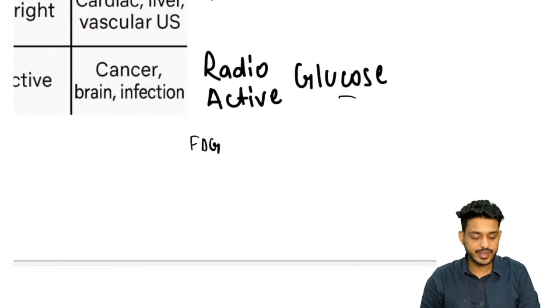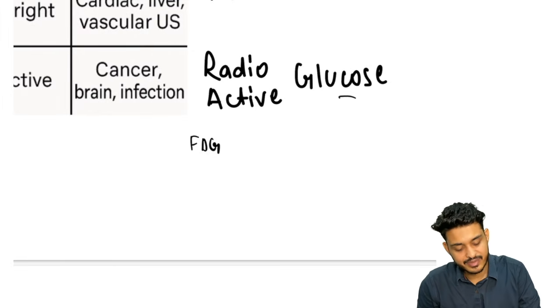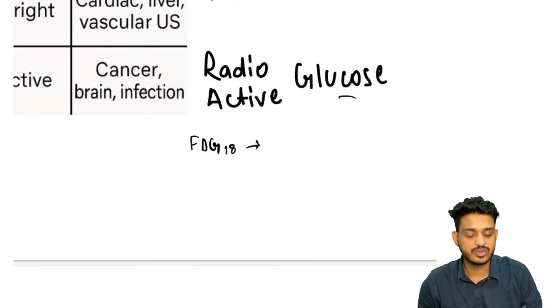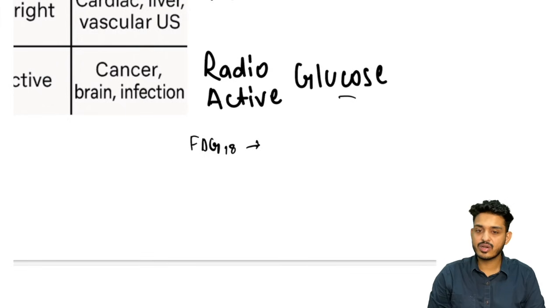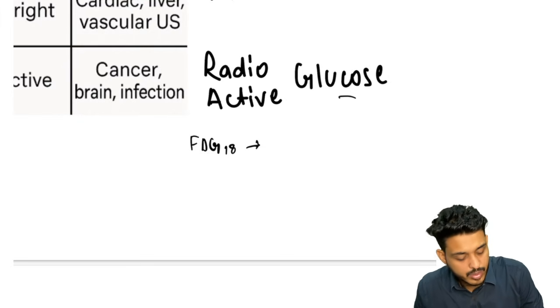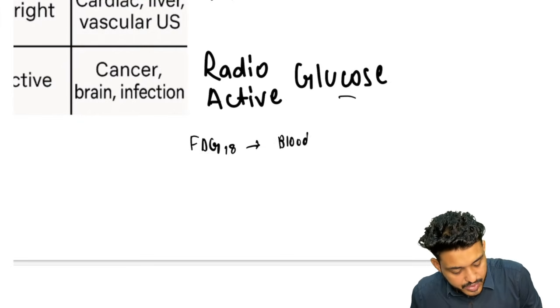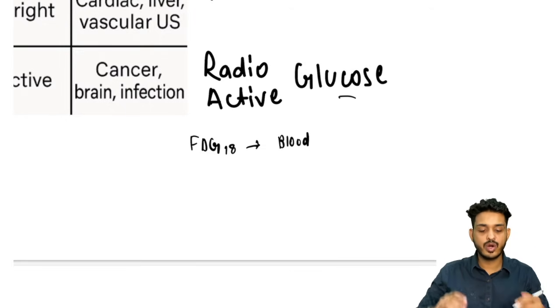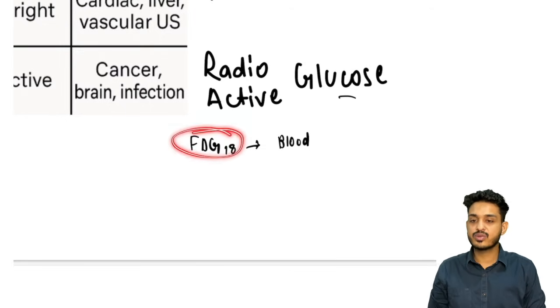Fluorodeoxyglucose. You are going to give the glucose FDG. We have fluorine-18 like that, right? So this is a radioactive isotope. When you give this, the glucose will be traveling all around the body through blood. Blood is the connective tissue. It makes the connection throughout the body, and this glucose will be traveling throughout the body.